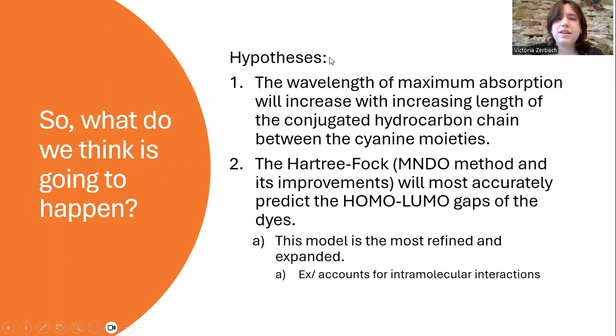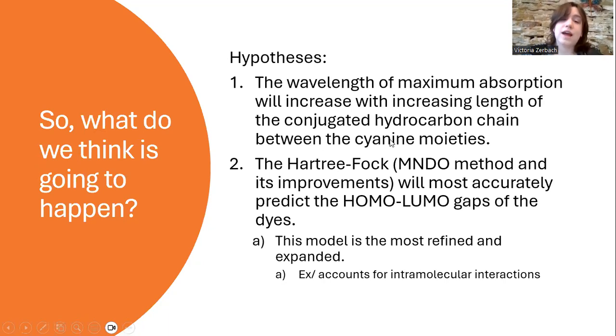The hypotheses that I present are that the wavelength of maximum absorption will increase with increasing length of the conjugated hydrocarbon chain between the cyanine moieties. Essentially, as the length of the system increases, the energy gap will decrease at a faster rate compared to the increase in the number of electrons involved.